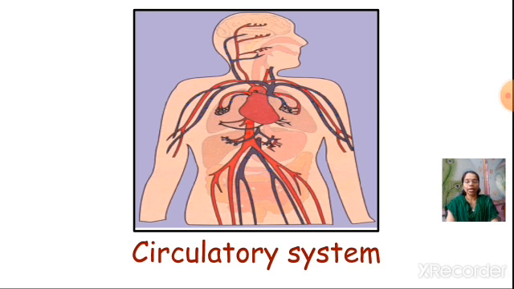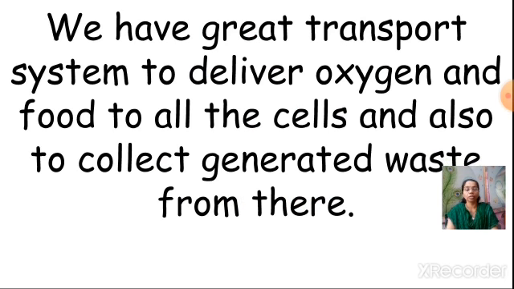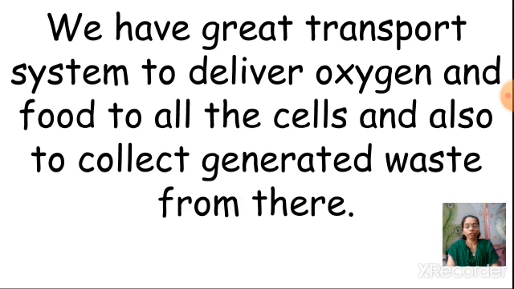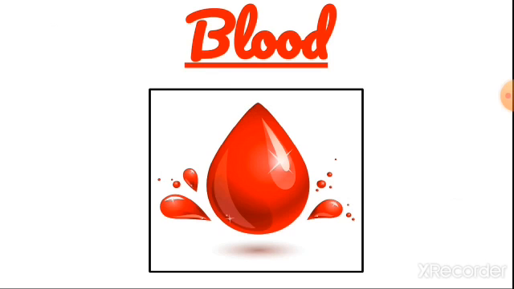We must have a great transport system to deliver oxygen and food to all the cells and also collect the generated waste from there. And yes, it is the blood which transports these substances. It also carries oxygen from the lungs to the cells of the body. It also transports waste for removal from the body. And who carries the blood? In our body, the blood is a fluid which flows in the blood vessels.